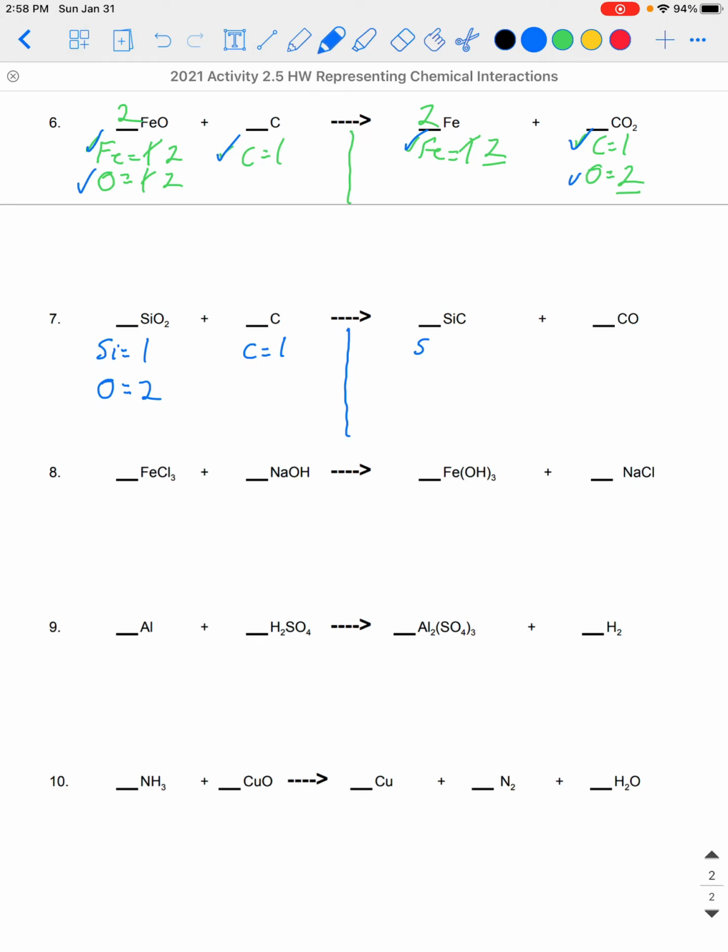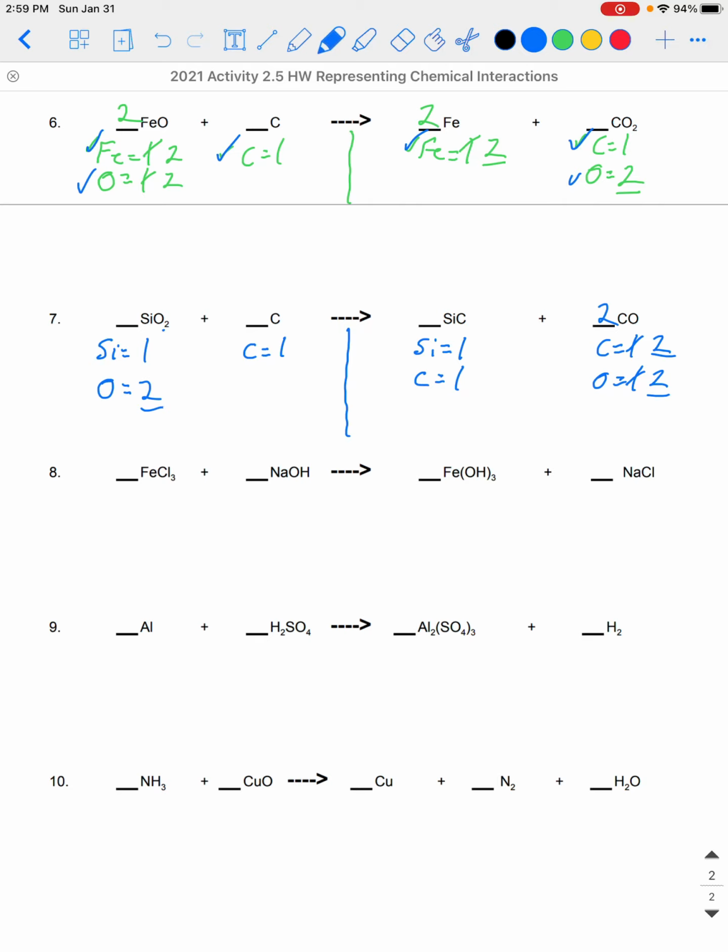So we're continuing with part 2 of the homework, activity 2.6. Silicon, we have 1 atom, oxygen 2, carbon 1. On the other side of our equation, silicon is 1, carbon is 1, carbon 1, oxygen 1. So let's work left to right. We need to balance our oxygens. We have 2 on this side, so we need a 2 as our coefficient here. 2 times 1 is 2, 2 times 1 is 2.